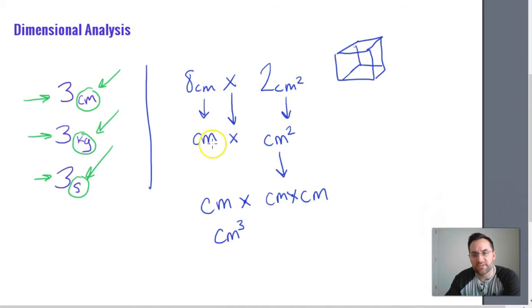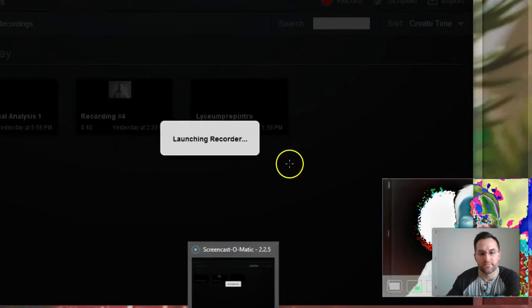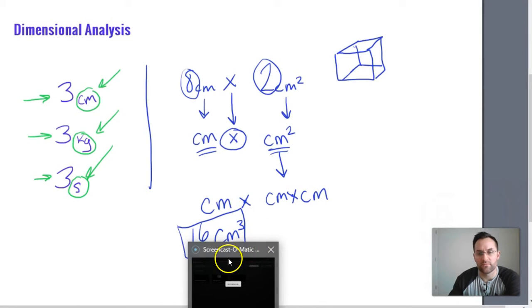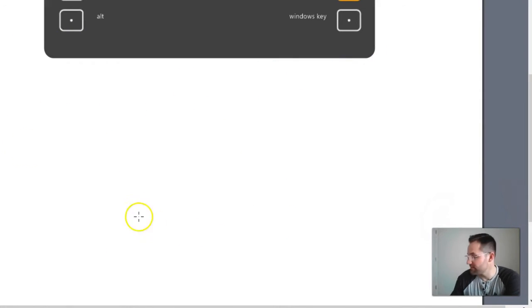But what we did was we just combined the units of measure mathematically, right? We use multiplication. And then we just do the same to the numbers. 8 times 2 in this case is 16, so we end up with 16 centimeters cubed. That is our volume. Okay? So that's one example. So we can clear this out.